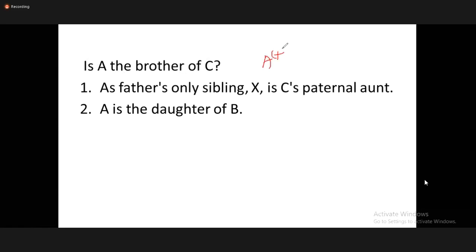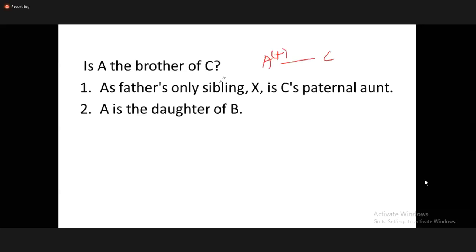So A has to be the brother of C. If A has to be the brother of C, you should know the gender. Tell me, you should know whose gender. Yeah, definitely. These are confusing only. From that only you have to figure it out. A's gender. Okay, let's see.